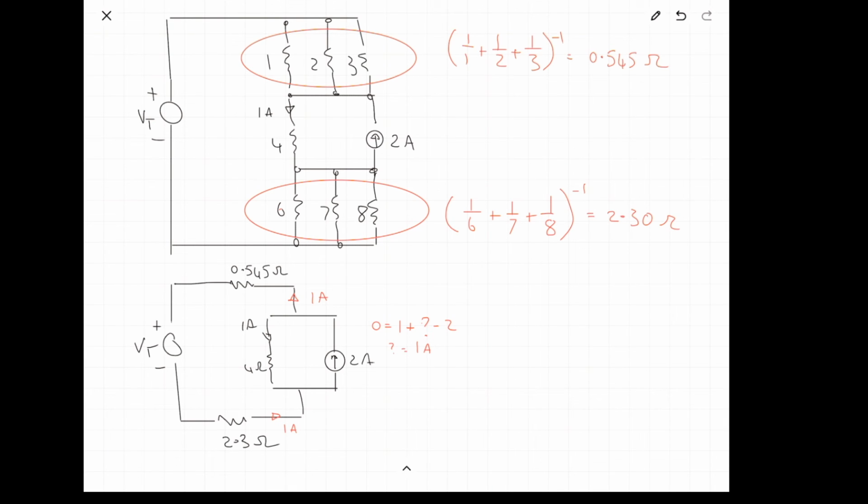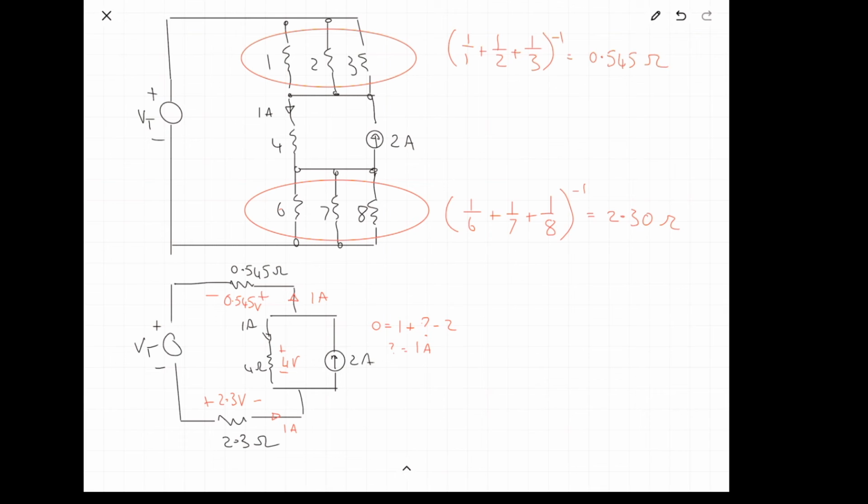For this resistor here, we have 1 amp flowing into this end, so it's 4 volts. This resistor, we have 2.3 volts. This resistor, we have 0.545 volts. So each one of those is just the current multiplied by the resistance, with the plus end of the resistor being where the arrow goes into.